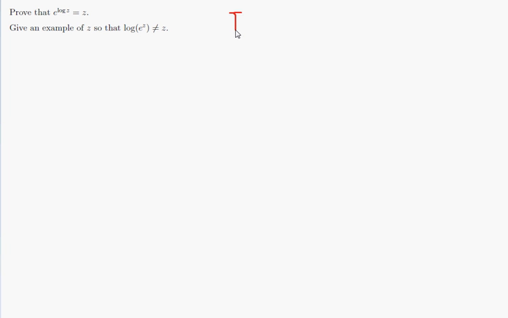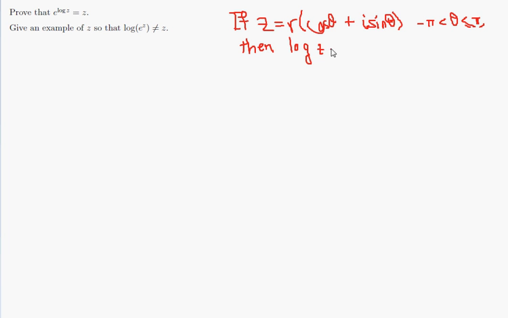We recall that if z is equal to r times (cosine theta plus i sine theta), and theta is in a certain range between negative pi and plus pi, with equality on the plus pi, then we define the log of z to be equal to the natural log of r plus i theta. So that's the definition of the logarithm of a complex number.